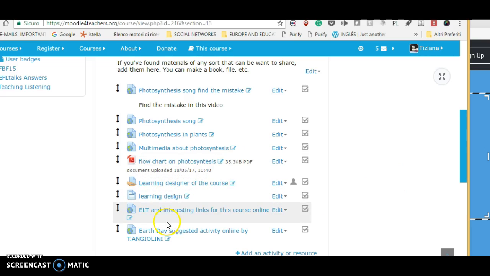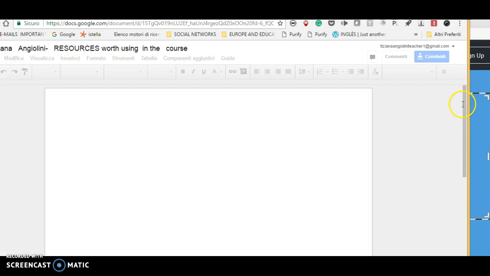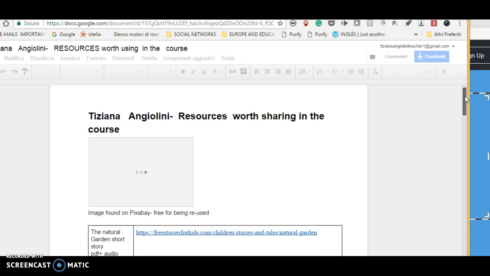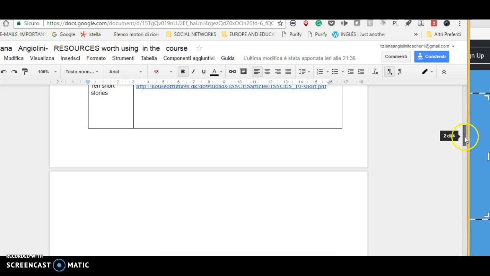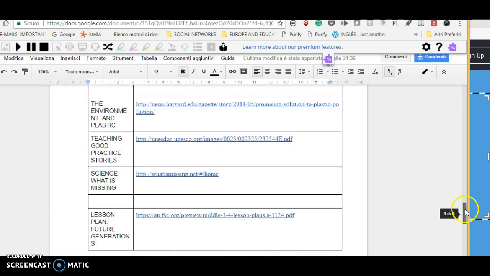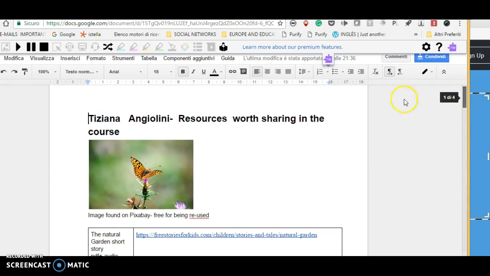We have a flow chart. We have the learning design of the course. I also uploaded the link to the materials online which I have collected so far. It is in a Google document. And this is what I shared with Cheryl. I will keep on writing more by adding more resources because I think that what we have been starting doing together can be the beginning of an important activity dealing with sustainable development and the idea that we are all living together.